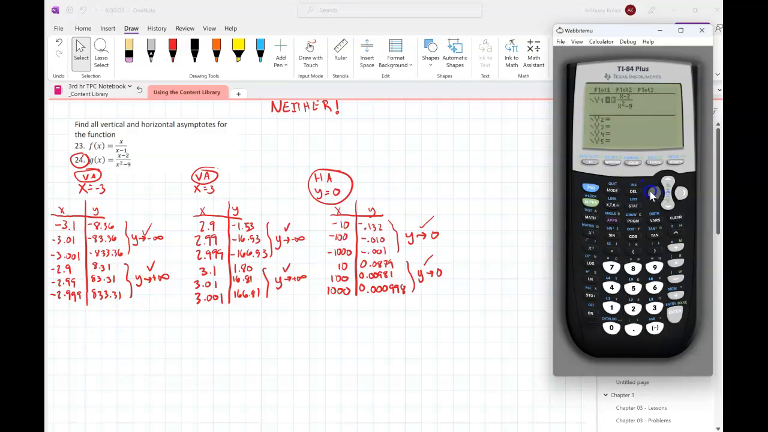So if I did 23, x over x minus 1. When I look at this, I just see 2 asymptotes. I see one vertical asymptote here at positive 1, and one horizontal asymptote that also looks like here at positive 1.